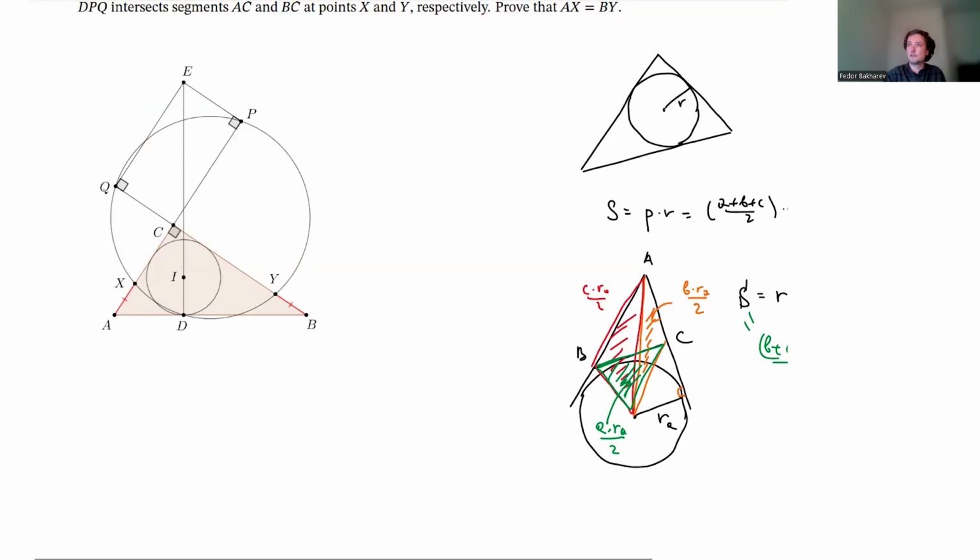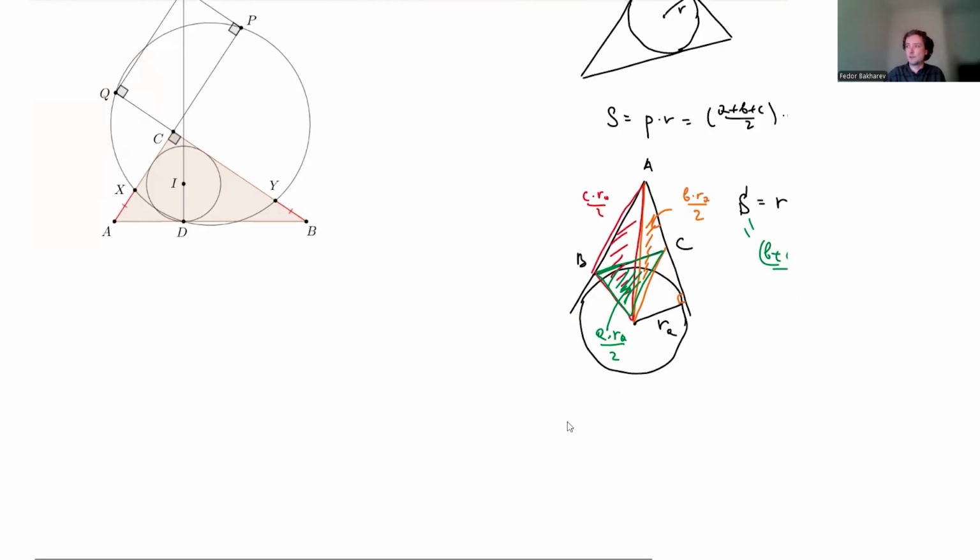And thus you have a very beautiful bunch of equations. So S equals r p, equals r_a times (p minus a), equals r_b times (p minus b), equals r_c times (p minus c). And actually these formulas lead to a lot of other beautiful formulas in triangles.